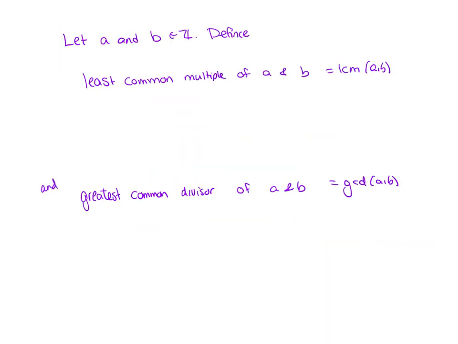So now that we've defined what a multiple and what a divisor are, I want you to see if you can come up with the definitions for the least common multiple and the greatest common divisor. All right, so I have 2 integers, a and b, and I want you to define the LCM, the least common multiple of a and b, and the GCD of a and b.